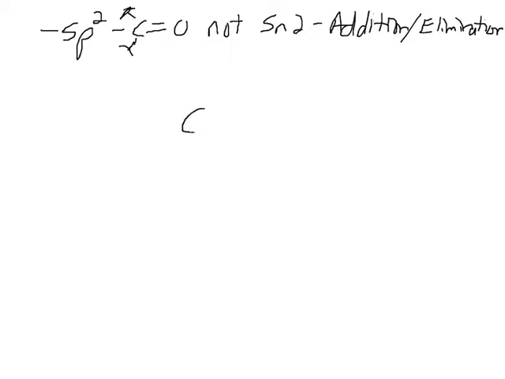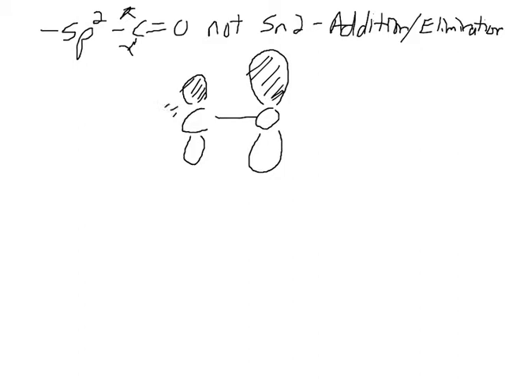So we have a C. Right? So I've drawn here the pi bond. You can notice that the lobe is bigger on the oxygen because the oxygen is more likely to have the electrons in a pi bond, because it's more electronegative.